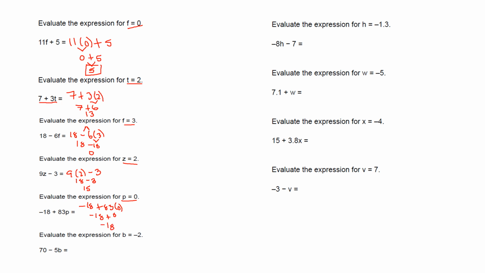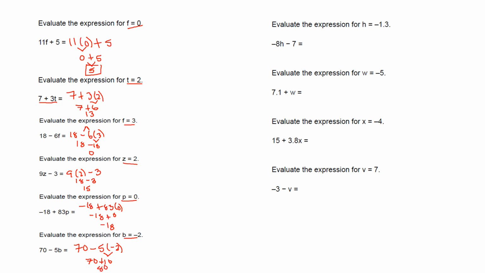If b equals negative 2, then that would be 70 minus 5 times negative 2. And so now, again, we're going to multiply first. So we're going to be multiplying a negative 5 by a negative 2, which is a positive 10. So that would be 70 plus 10 because 10 is positive. So 70 plus 10 is 80.